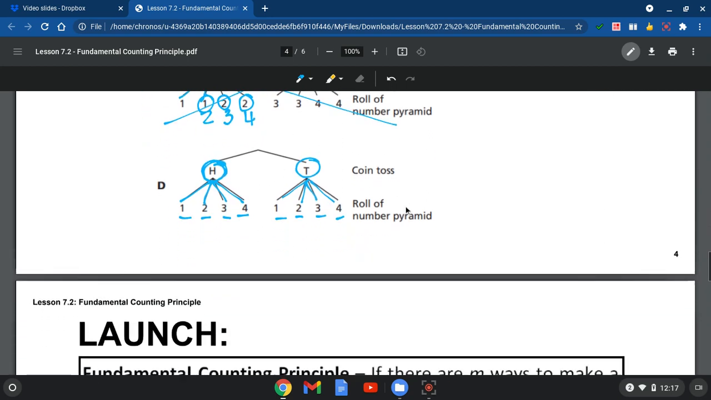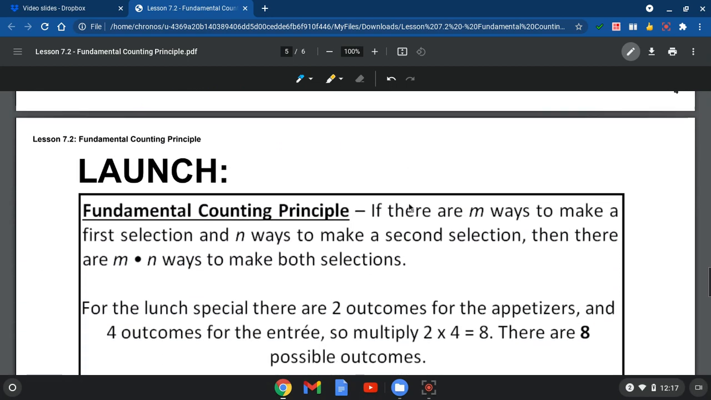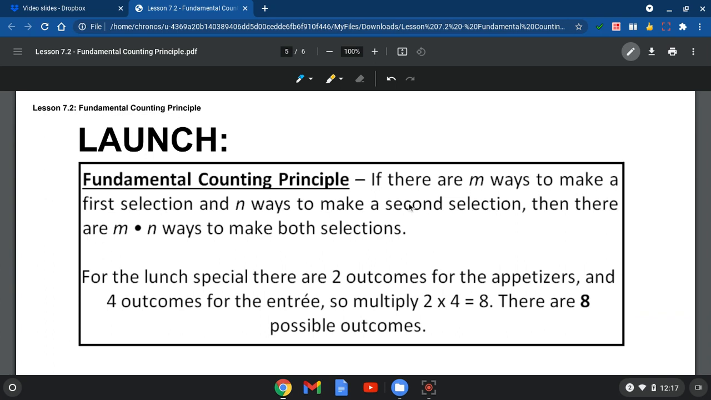So let's discuss the fundamental counting principle. The fundamental counting principle states that if there are m ways to make a first selection and then n ways to make a second selection, then there are m times n ways to make both selections.